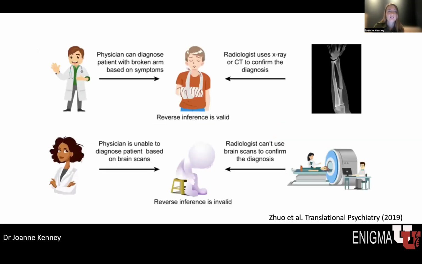And this is a really good graphic for understanding this concept of reverse inference. So we see a physician can diagnose a patient with an arm fracture based on clinical symptoms. So based on their physical symptoms, they can make this diagnosis. And then in return, the radiologist can confirm the diagnosis by showing this fracture on an X-ray.